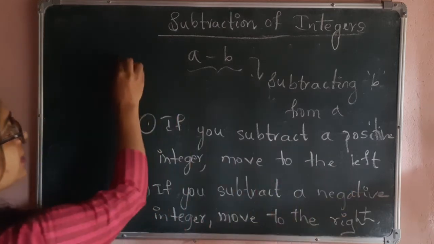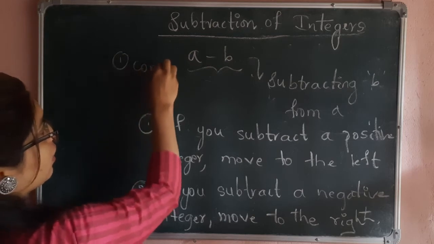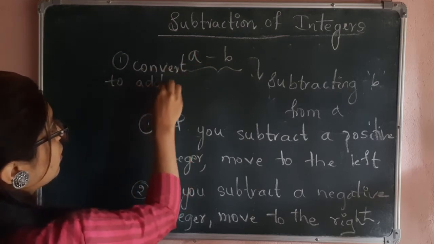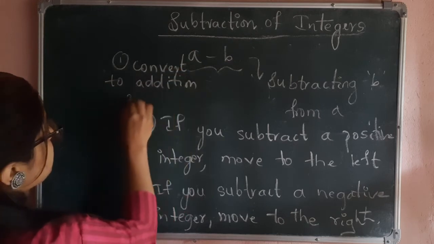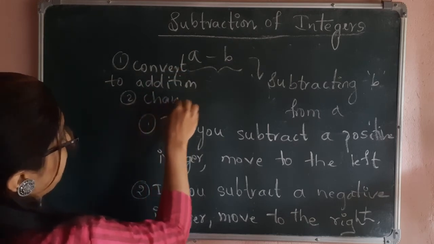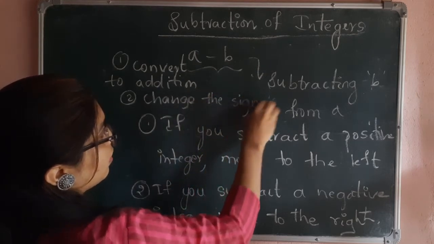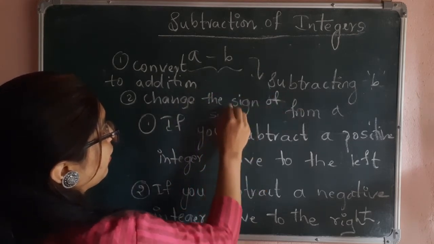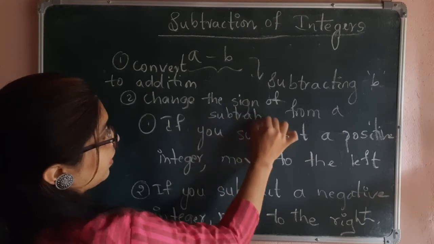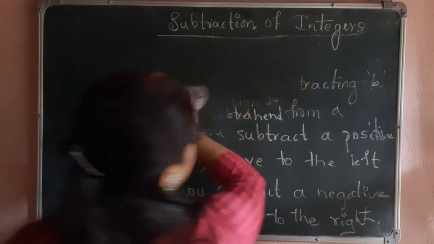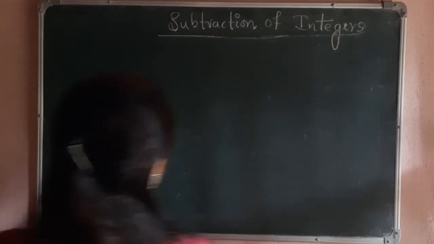Otherwise, the best thing is convert to addition. Second step is change the sign of the subtrahend. Okay, so based on this, we will solve some problems.